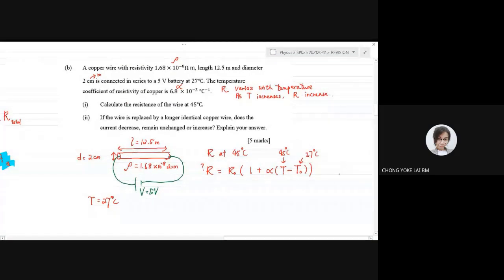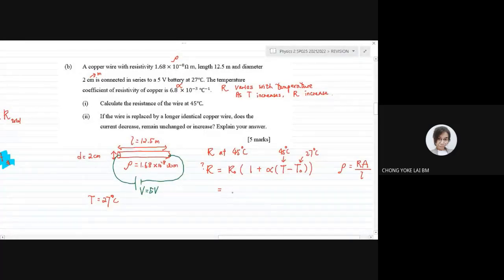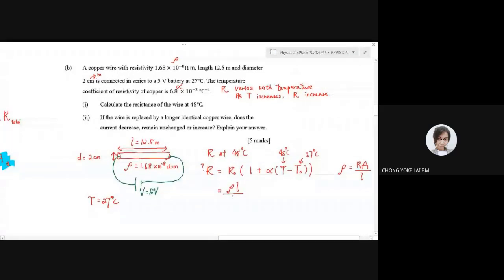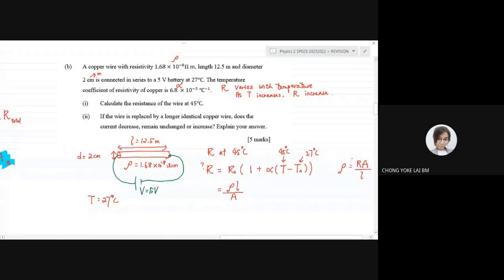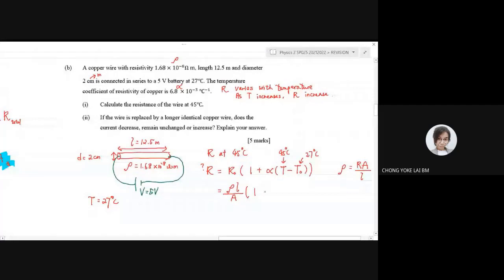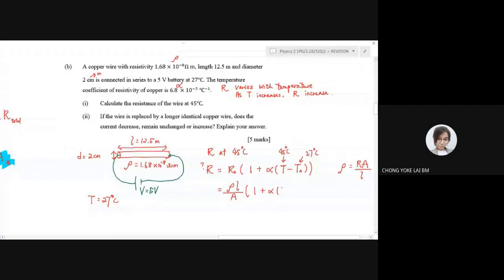So, kita tulis dekat tepi. Kita akan guna juga satu lagi equation ni. Rho is RA over L. So, saya gantikan ke sini. So my R naught will be rho L over A. Kita susun balik lah equation tersebut. So R will be rho L over A, 1 plus alpha T minus T naught.